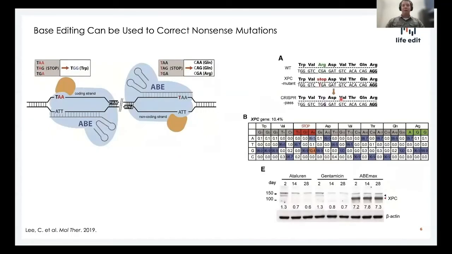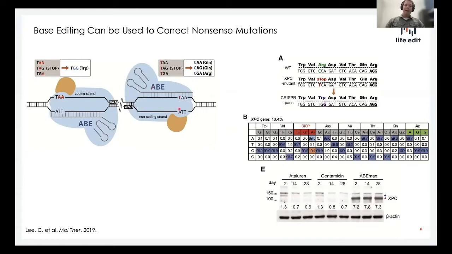Now, A base editors have been used specifically to correct nonsense mutations. So if you target an A that is in the 2nd or 3rd position of a stop codon, those A's can be converted to a G, and the stop codon is then read through as a tryptophan.